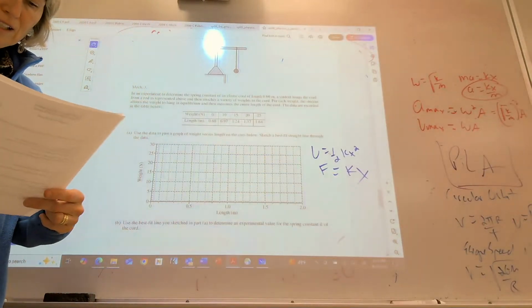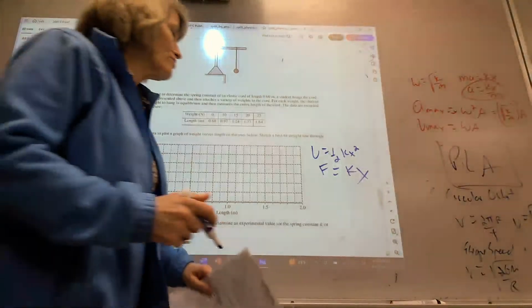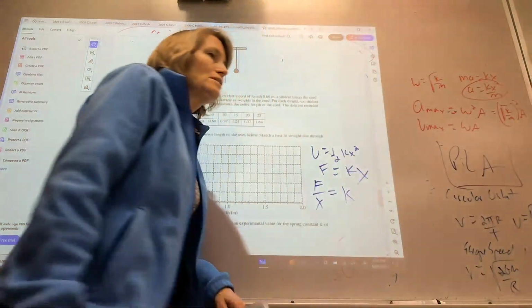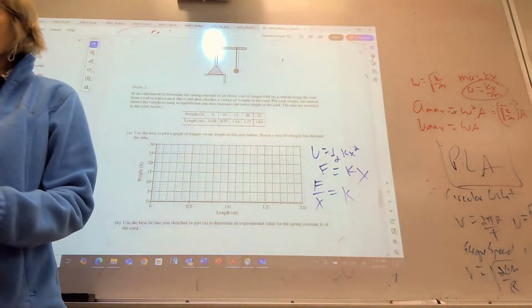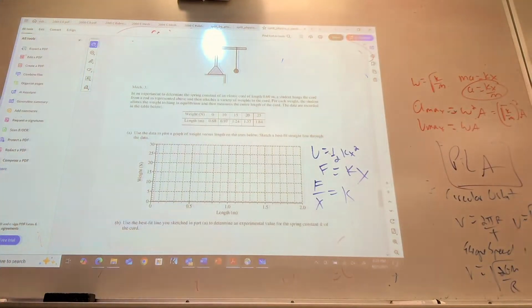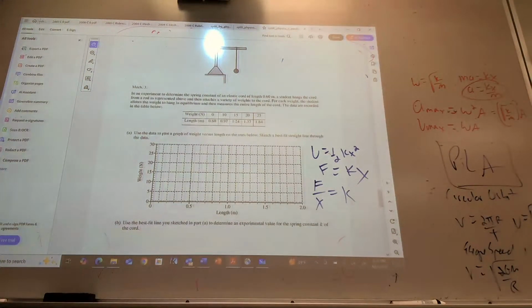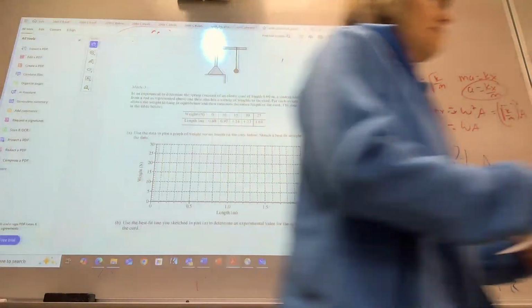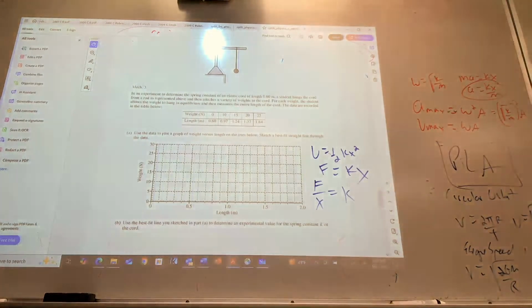So they made that pretty easy. Therefore, F over x is equal to k. Usually you have to fit your slope into some more complicated equation. They made it really simple this time. After that, go on to C. Put your units in on your spring constant.